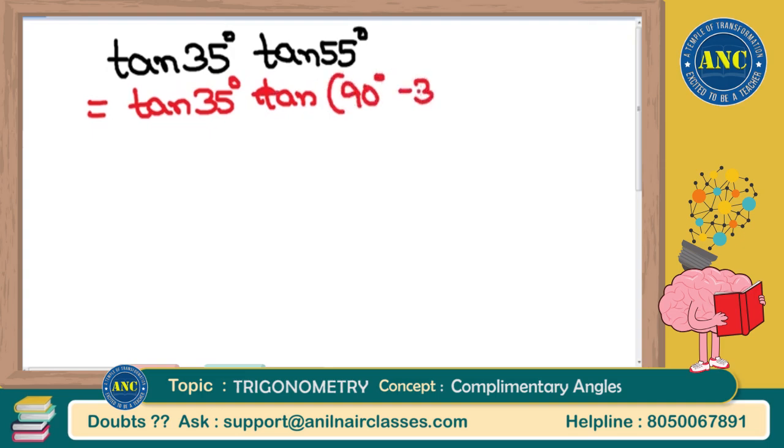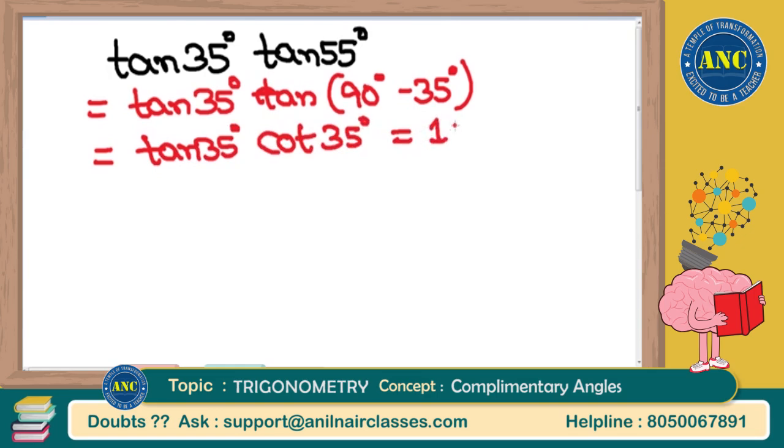Listen carefully, sir. I am writing step by step only for your better understanding. This is tan 35 into cot 35. Tan 35 and cot 35 are reciprocal to each other. The product will be equal to 1. That means, can I do it like this? I told you multiple times in so many questions before.